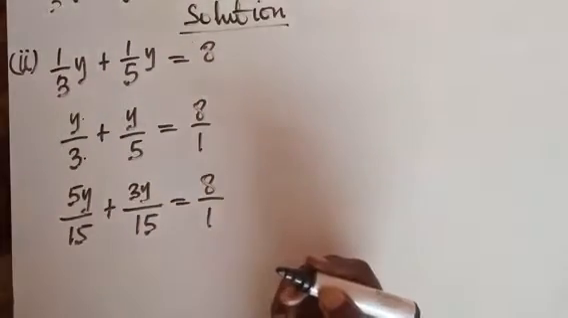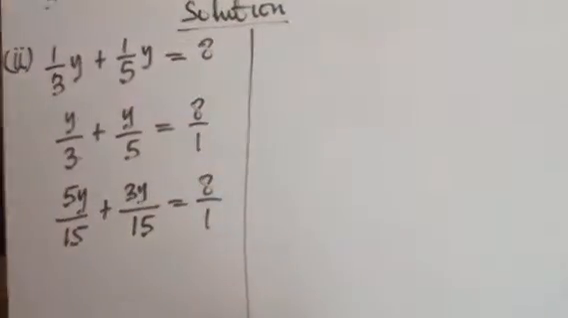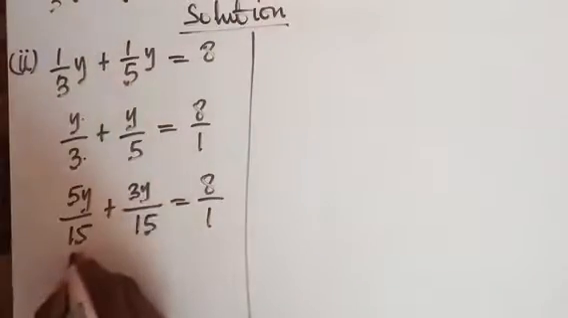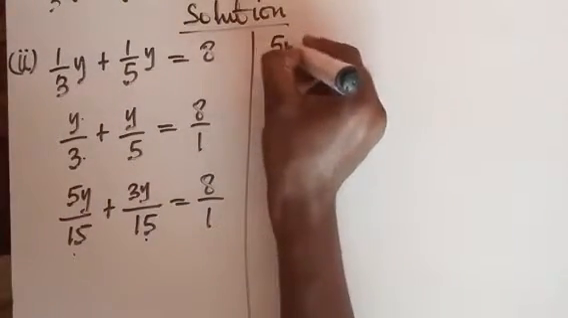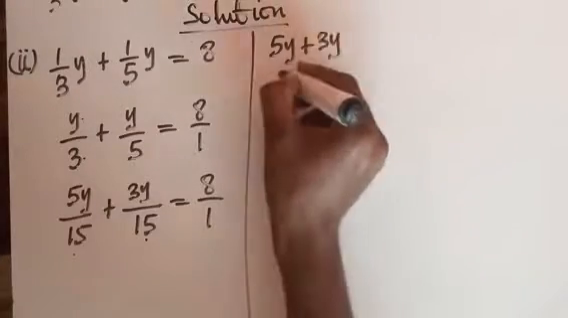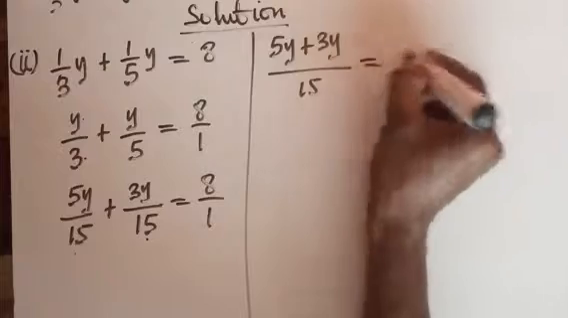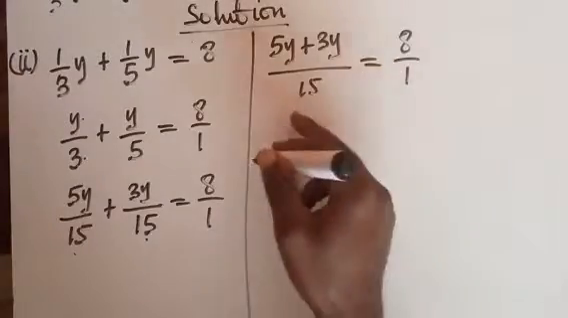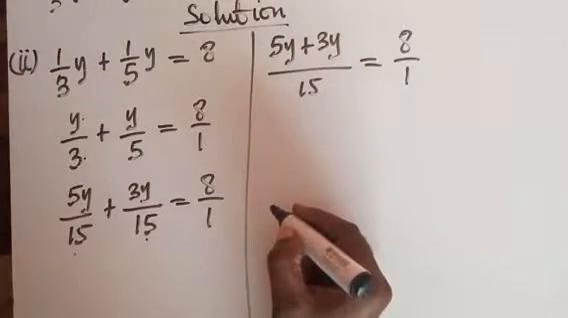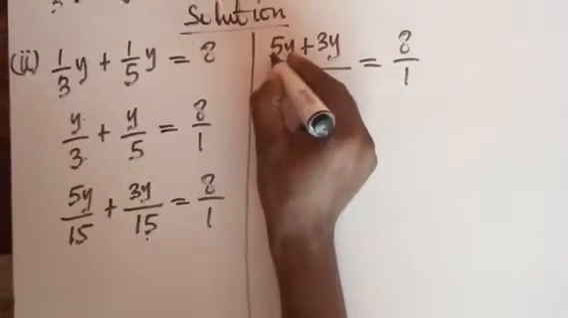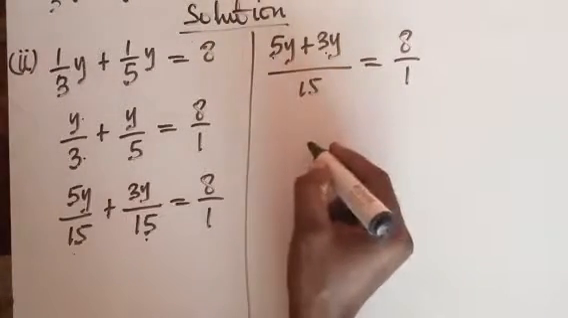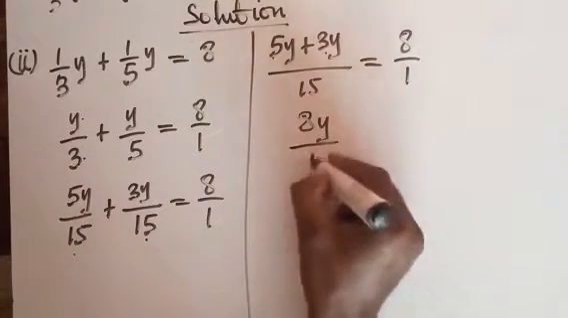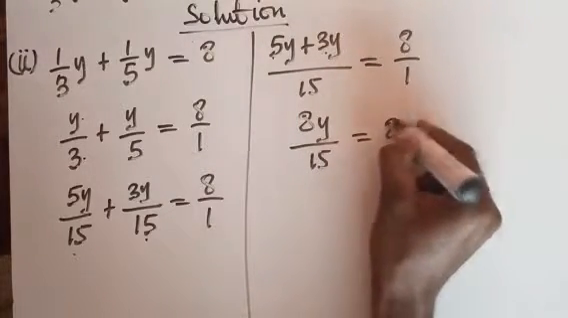Any number divided by 1 is that same number. So going further, I write this as a single fraction. Because the denominators are the same, then 5y plus 3y divided by 15 must equal 8 over 1. This is how it is. Then what next? Apply the cross multiplication. So 5y plus 3y is going to give me 8y over 15 equals 8 over 1.